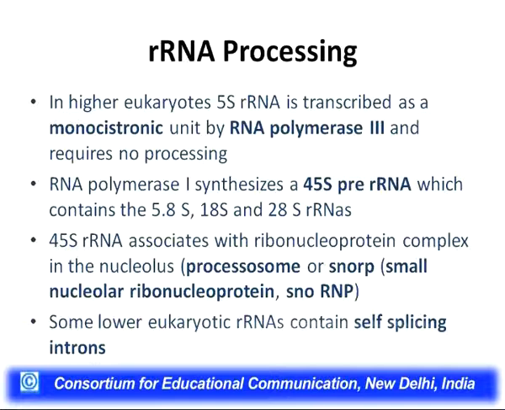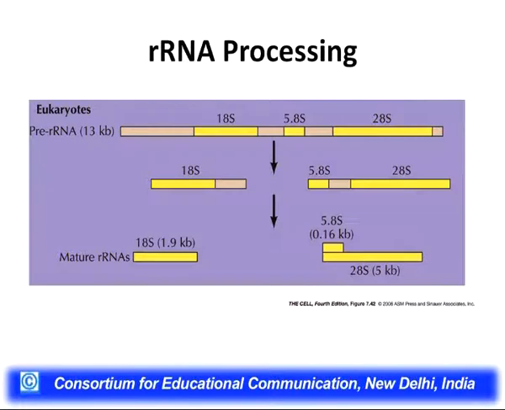Some lower eukaryotic rRNAs also show self-splicing introns. That means these introns will splice by themselves. They do not require assistance of any protein from outside. Just by the catalytic activity of the RNA, they carry out their own splicing.